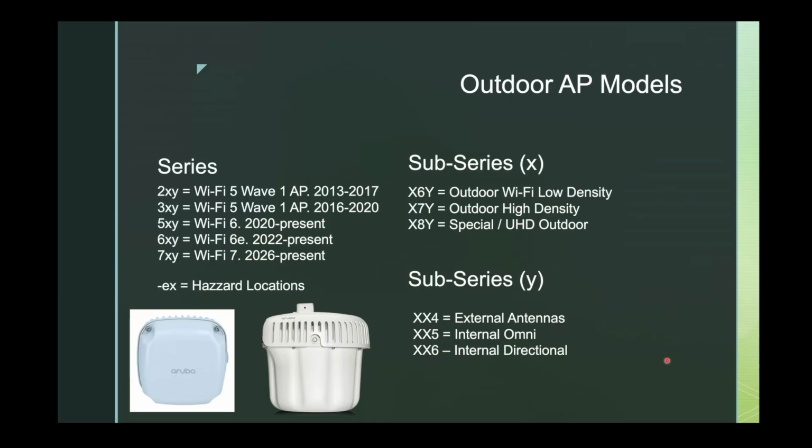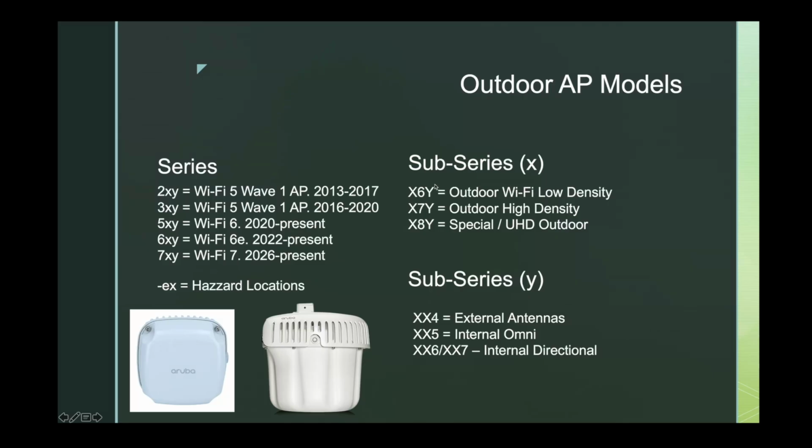In terms of outdoor AP models, you have your 200 series, your 300 series, your 500 series, your 600 series, and your 700 series. I also made the mistake, the 300 series outdoors are also Wave 2. So let's say you're looking for a Wi-Fi 6 low density directional AP. So we'd start by looking at our 5 series, so our 500 series.